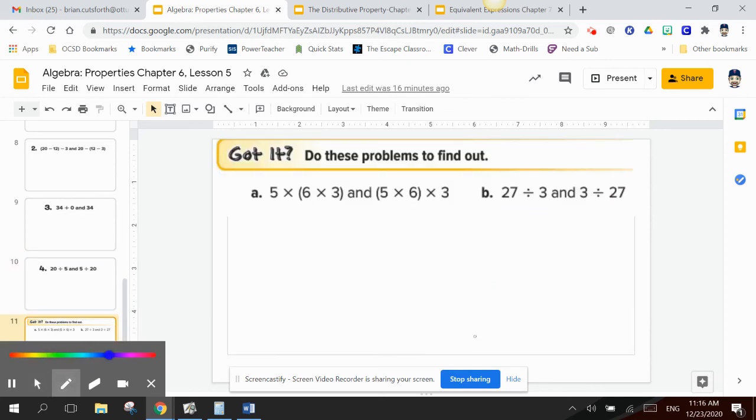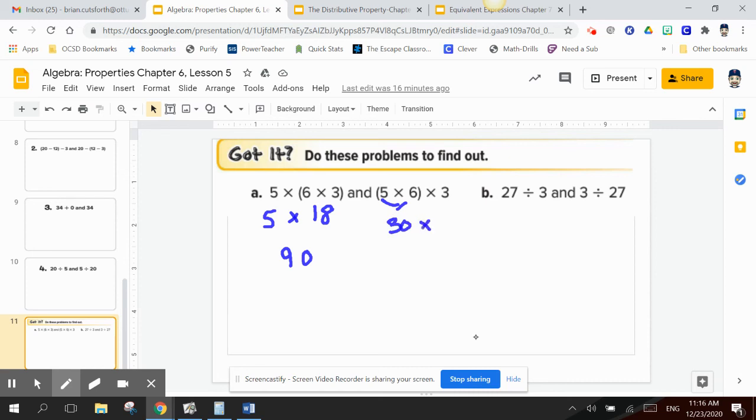Let's try letter A. 5 times the quantity of 6 times 3, and the quantity of 5 times 6, times 3. 6 times 3 is 18. 18 times 5 is 90. 5 times 6 is 30. 30 times 3 is 90. Is 90 equal to 90? Yes. And what property would that be? Again, because we're grouping numbers, that's the associative.